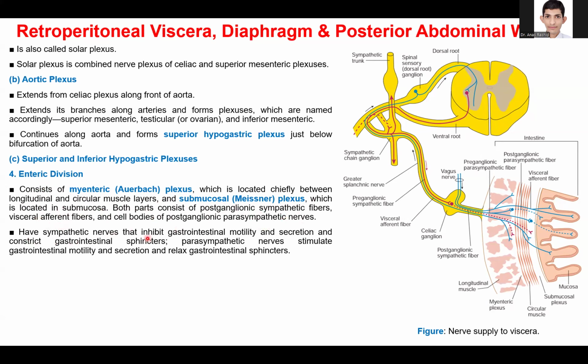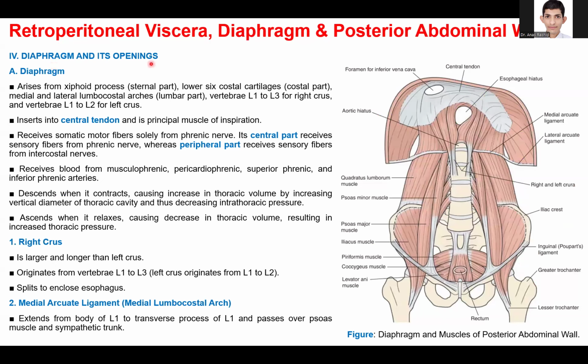Sympathetic nerves inhibit gastrointestinal motility and secretion, and constrict gastrointestinal sphincters. Parasympathetic nerves stimulate gastrointestinal motility and secretion and relax gastrointestinal sphincters. Then we have the diaphragm and its openings. We can see here we have the diagram.